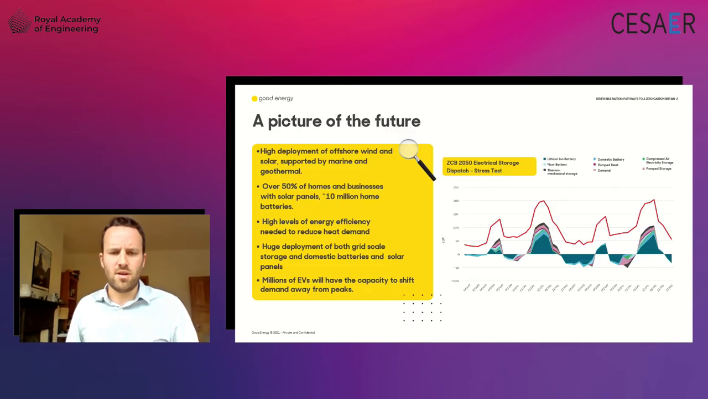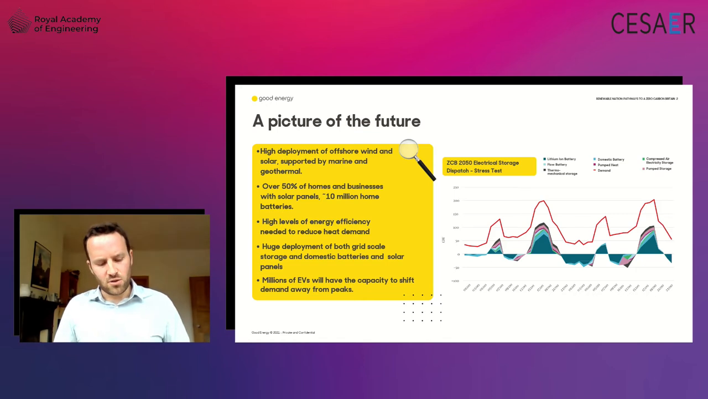The next slide illustrates this picture of the future a little bit more. You've got high deployment of offshore wind and solar. We've estimated it would mean 50% of all homes and businesses will have solar panels. Around 10 million homes will have battery storage devices. High levels of energy efficiency will be needed to reduce heat demand in particular, because you have very high electrification of heat. That's really key in Britain. And then another one is high levels of electric vehicles. Not only normal electric vehicles as well, there'll be smart EV charging really needing to shift demand from peak parts of the day.